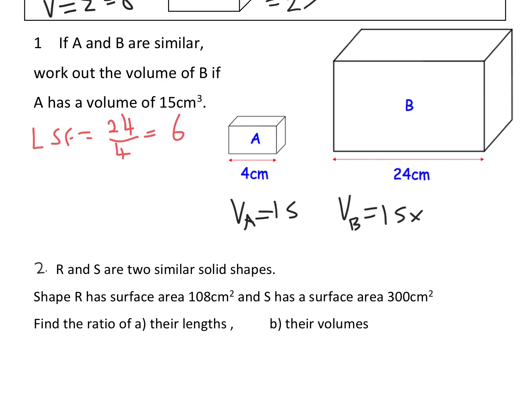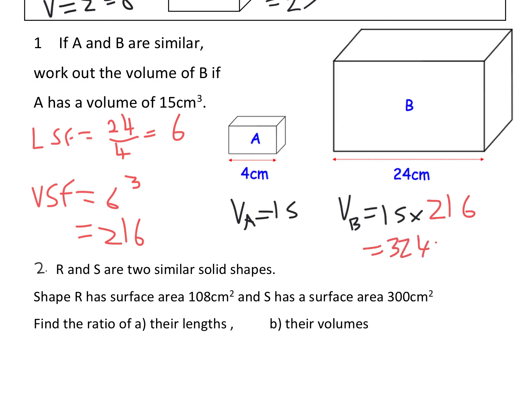which is 6. So that dimension gets 6 times bigger. Each dimension will get 6 times bigger, so will the distance backwards, and so will the length upwards. That means the volume scale factor is going to be 6 cubed, 6 times 6 times 6, or 216. Then the volume of B will be the volume of A multiplied by the volume scale factor, 216. That will give us 3,240 centimeters cubed.